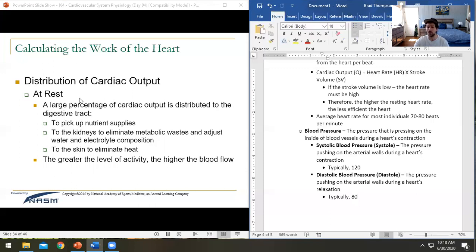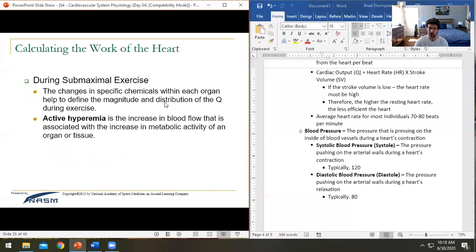But as you continue doing more and more work, the greater the level of activity, your body's going to start producing more blood flow, and it's going to shut down blood flow to your digestive system and increase blood flow to whatever types of metabolic tissues you're using. So if you're doing leg exercise, the blood flow to your legs is going to increase. If you're doing upper body exercise, the blood flow to your upper body is going to increase.